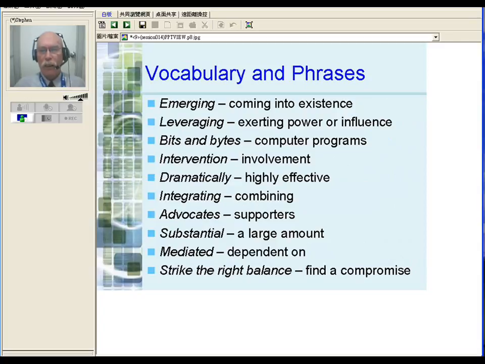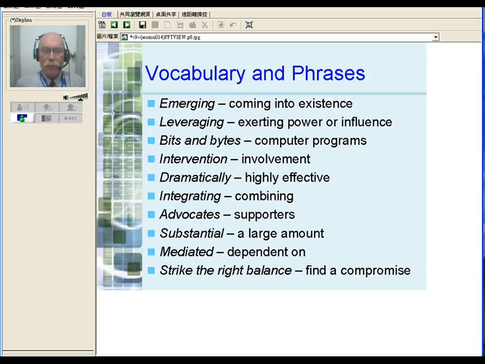So let's recap these few vocab words here. Emerging, right? So these are emerging technologies. They're coming into existence, right? People are inventing all of these things. And leveraging is exerting power or influence, okay? So we get our leveraged information. It exerts power on how you do business, right?